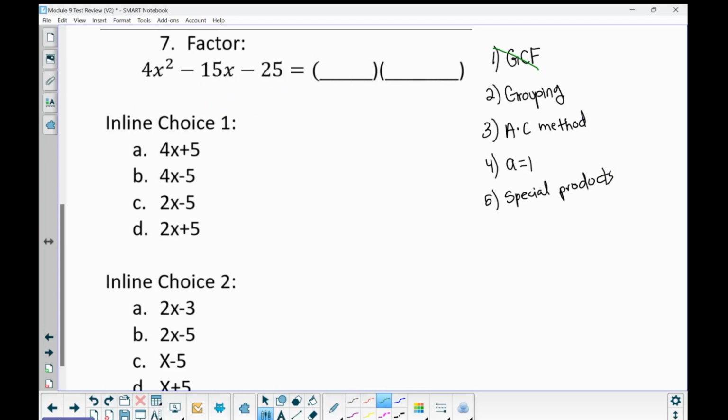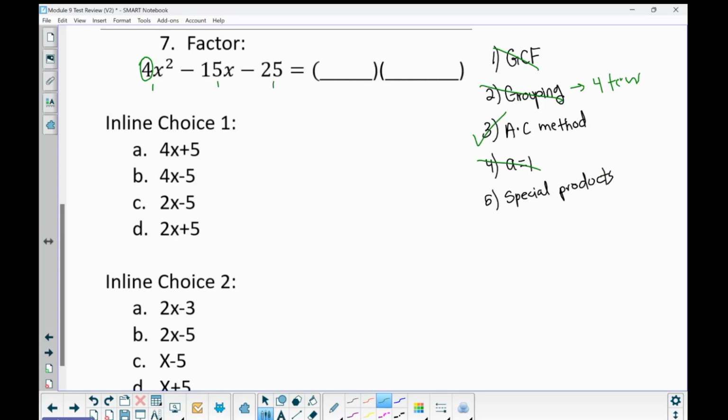Now we can switch over to grouping. We'll have to have 4 terms. We have 1, 2, 3 terms here. AC method can happen to any trinomial. We've got one, so AC method could work. A equals 1 is not working, our a in this case is 4.